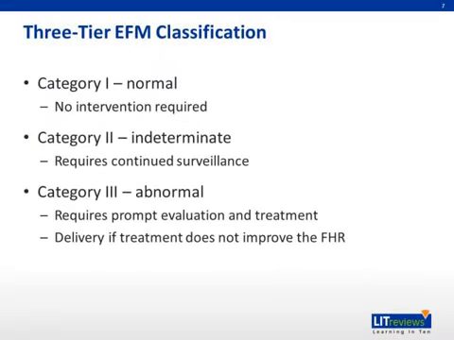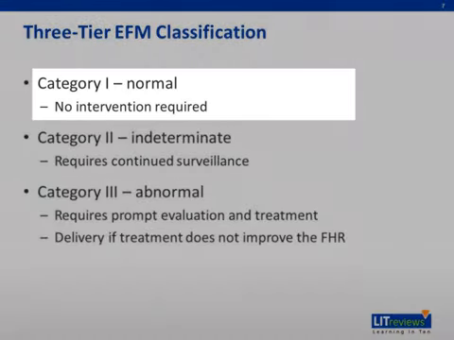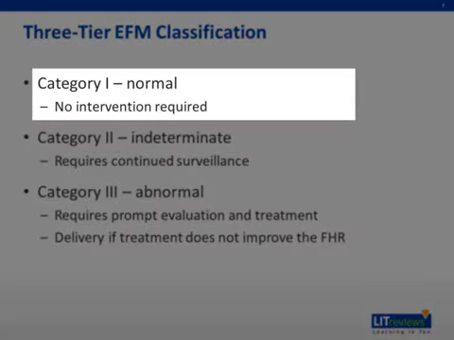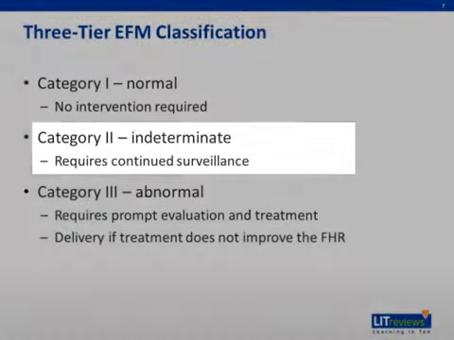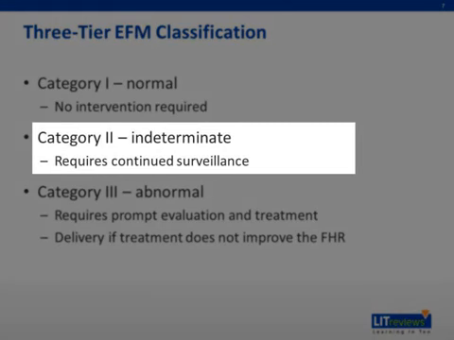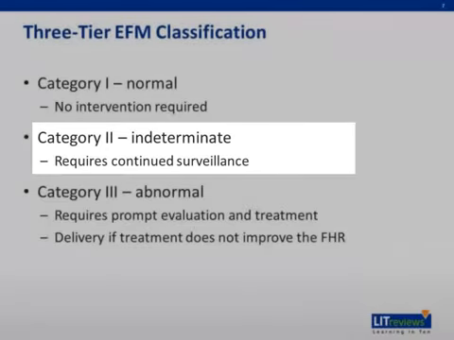Next, we'll review the 3-tier classification of fetal heart rate tracings. Category 1 is normal. It strongly predicts normal fetal acid-base status and no intervention is required. Category 2 is indeterminate. There is insufficient evidence for the tracing to be Category 1 or 3, and thus it requires close observation. There may be need for ancillary tests or intrauterine resuscitation to ensure fetal well-being.